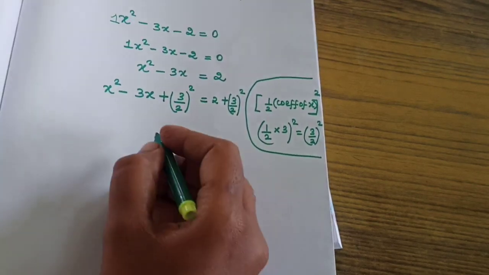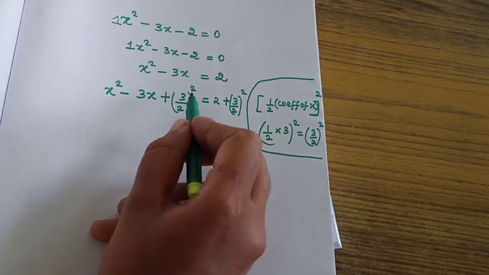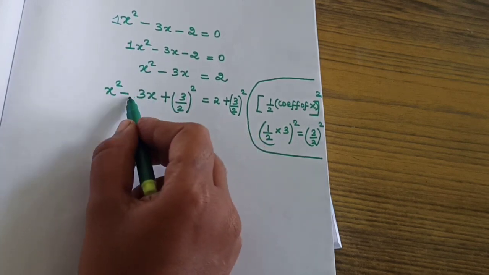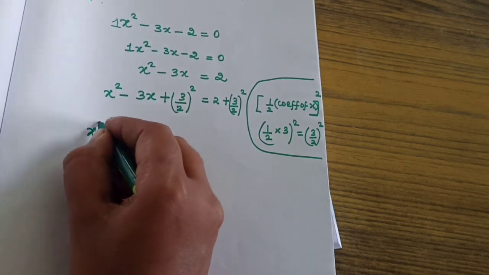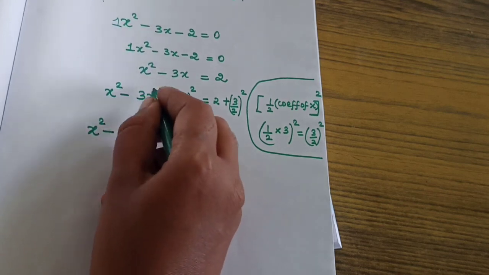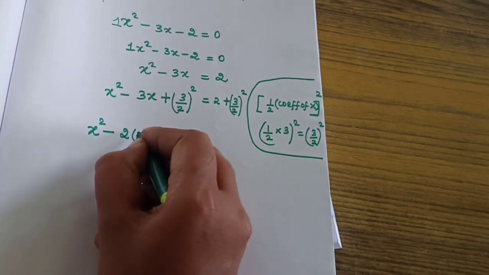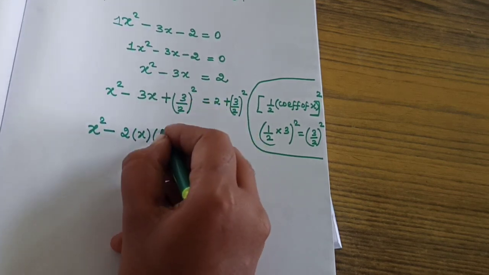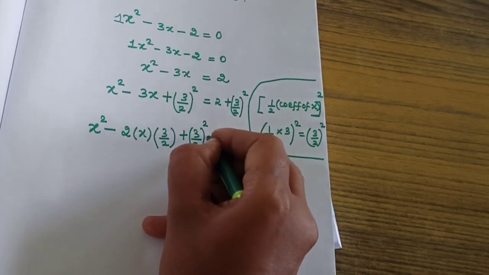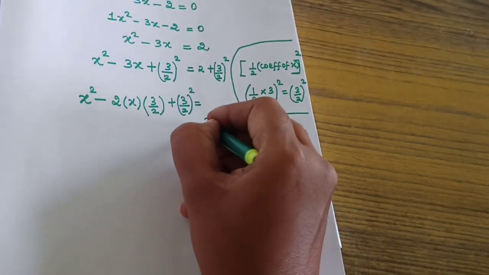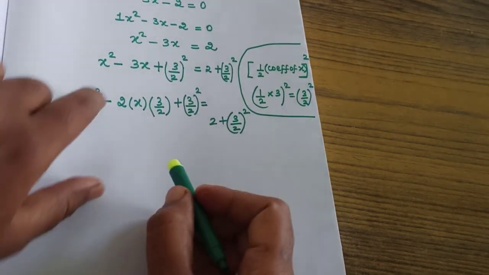Okay, then here, which formula? You can check the formula for this. Three terms, a square minus 2ab plus b square. Here we need to check. Shall we check now? X square minus, instead of this 3x, I am writing 2ab, that means 2, here a means x, b means 3 by 2, plus this 3 by 2 the whole square, which is equal to the same number, 2 plus 3 by 2 the whole square. Okay, actually nothing here.